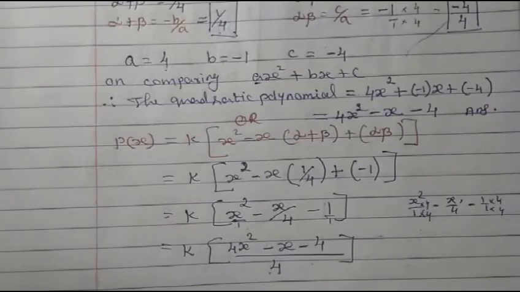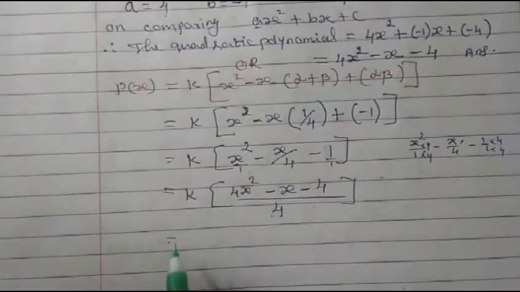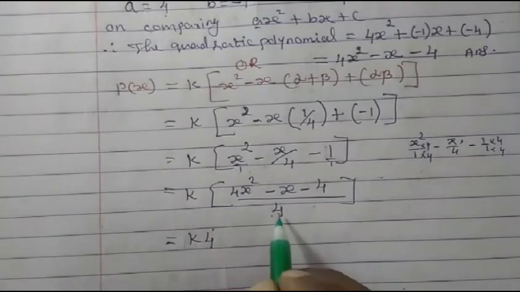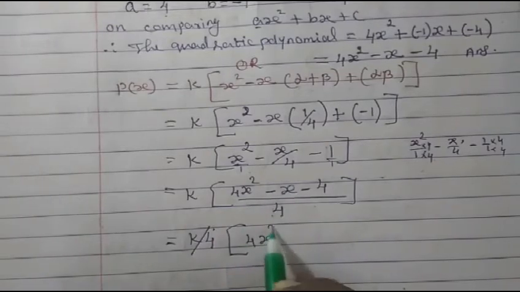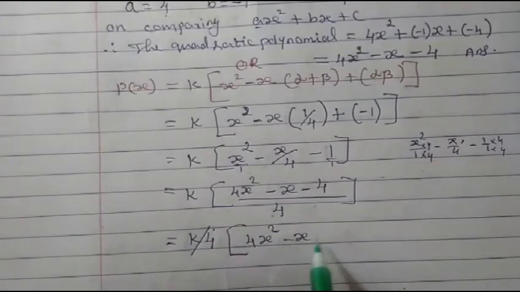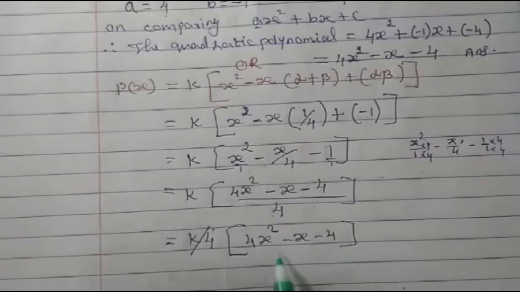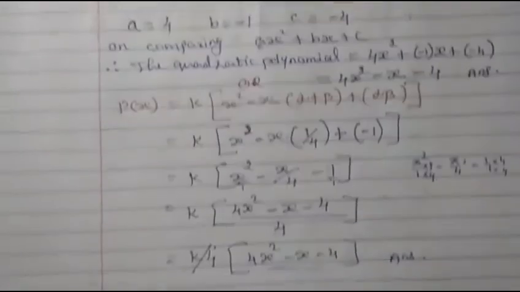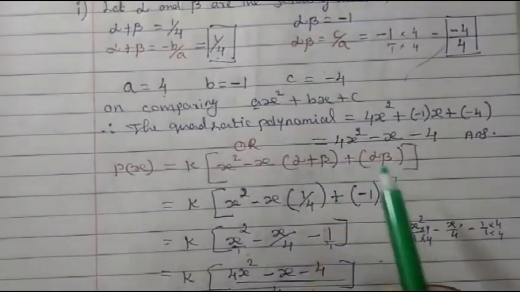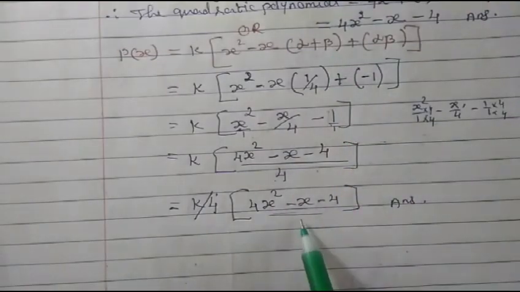Now bring this 4 outside. So then k, this 4 will come outside. Sorry, this is in a division, so when it comes here, it will become multiplication. k by 4, and then the remaining is 4x square minus x minus 4. So this is our answer. So you see, either you do it this way, you will get the same answer, and if you are using the identity, also you will get the same answer.